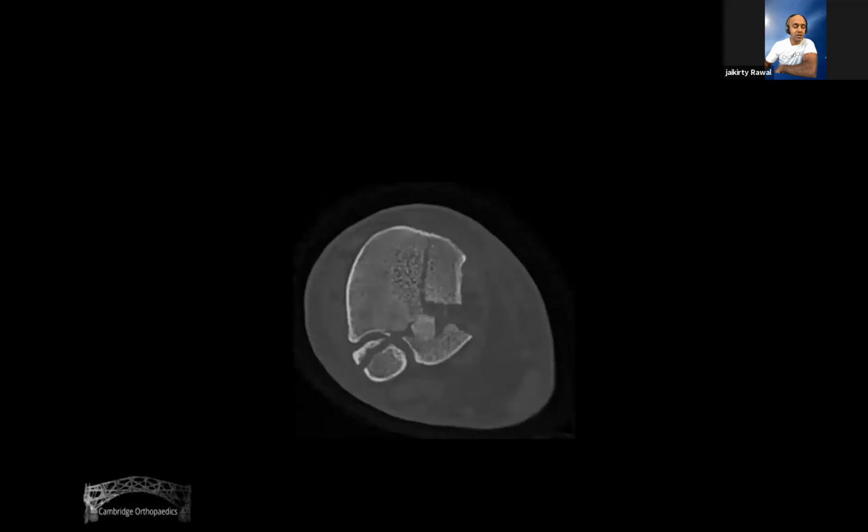Here's a cool one. This is the one from earlier on. What does this lend itself to? Anyone up for a guess? I would say a posterior approach for this one, because the fracture line is exiting more medially, and you talked about those three windows, didn't you? You'll probably need all of those three bits to your posteromedial approach.